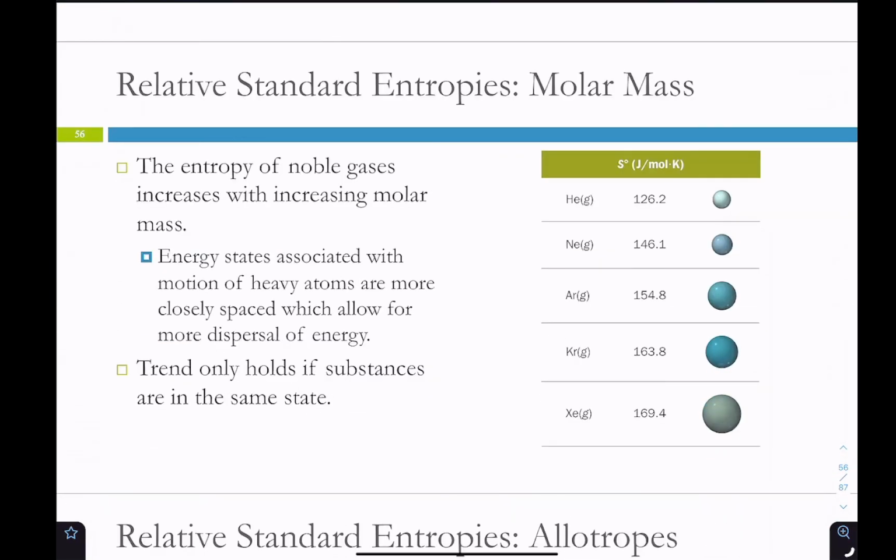Molar mass also has an effect. So if we look at just the noble gases, all in the gas state, that entropy increases as they get larger. It's outside the scope of what we're going to talk about, but essentially, as they get larger, they have different energy levels which are more closely spaced, so there's more gradation within those energy levels, and you get more options that way. So even though it's outside the scope, it still has to do with how many ways can we arrange the thing.